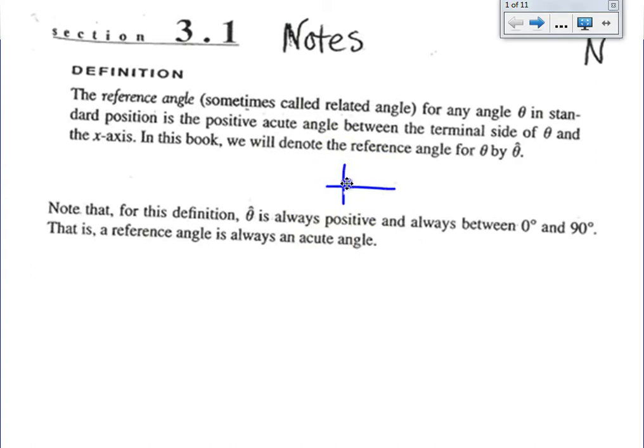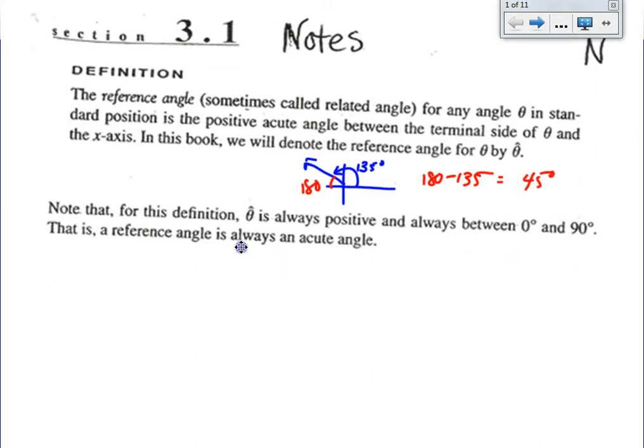this is our coordinate plane. If we have an angle drawn over here, let's say this is 135 degrees. Theta is 135, but its reference angle would be how far away it is from the nearest x-axis. So in this case, it would be that axis right there. And since this is 180 degrees, we do 180 minus 135 and get a reference angle of 45 degrees.